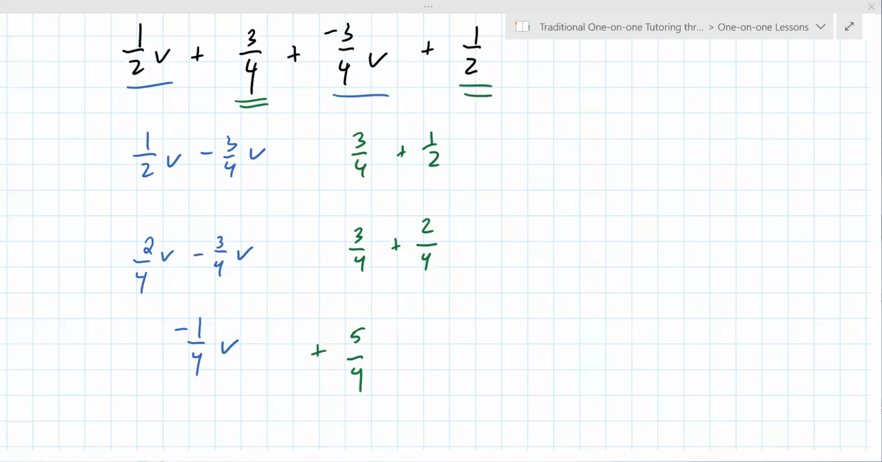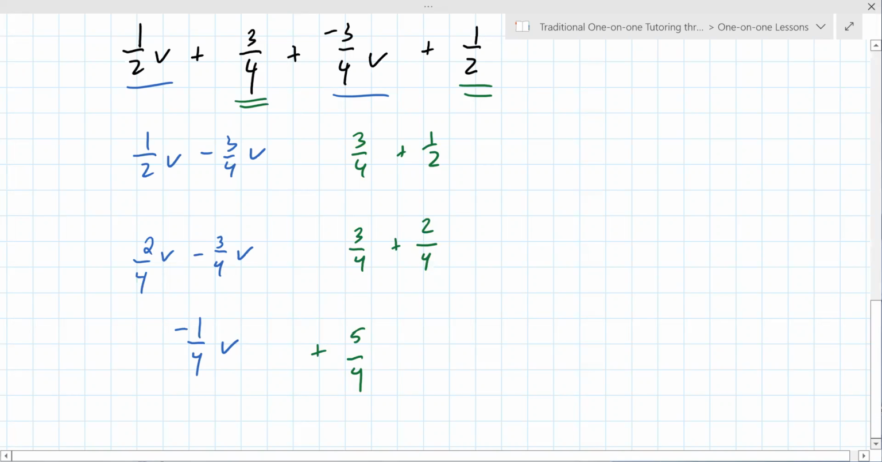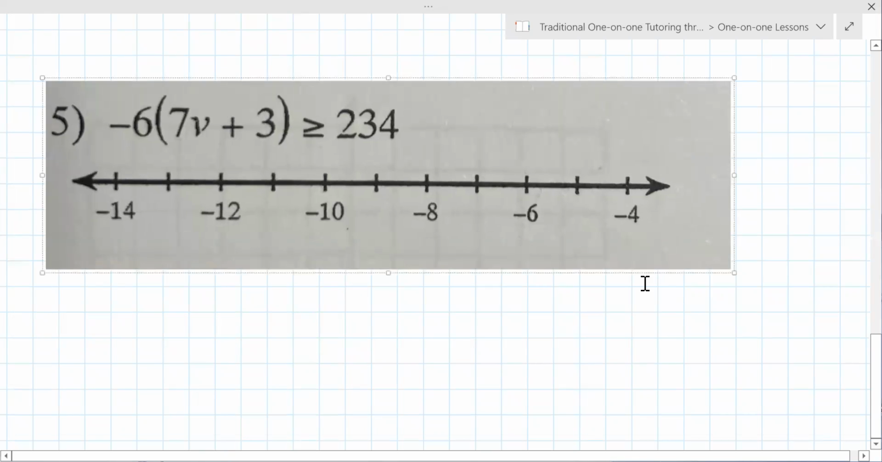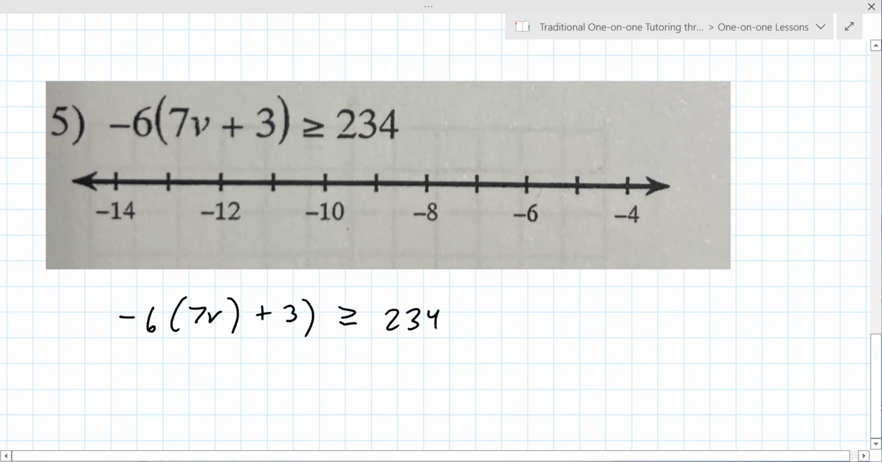5, solve each inequality, graph its solution. Grab this one here. Okay, so there are a couple of ways to do this problem. I want to ask you what you see when you do this. Do you like to distribute that -6, or do you want to divide it on both sides? I'd probably distribute. All right, so by doing that, you get minus 42v minus 18 greater than or equal to 234.